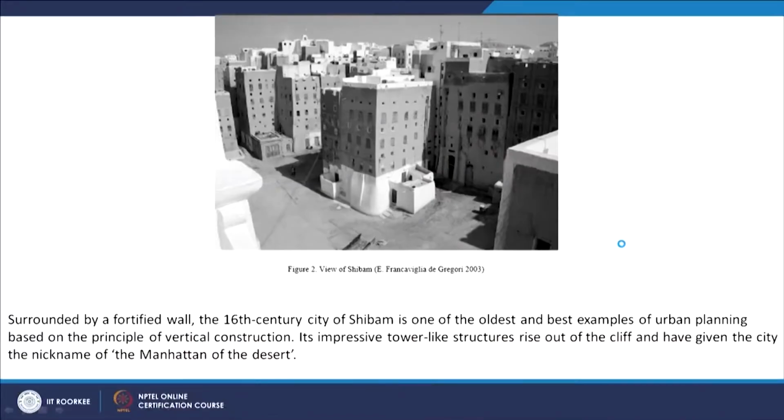I've given you a link here. And in fact, the whole settlement is surrounded by a fortified wall, and it dates back to the 3rd century AD, and the prominent development mostly happened from the 16th century. This city of Shibam is one of the oldest and best examples of urban planning based on the principle of vertical construction. Today we are talking about apartments. They're all tower-like structures rising out of the cliff and have given the city the nickname Manhattan of the desert. So this is how the whole mud architecture looks.